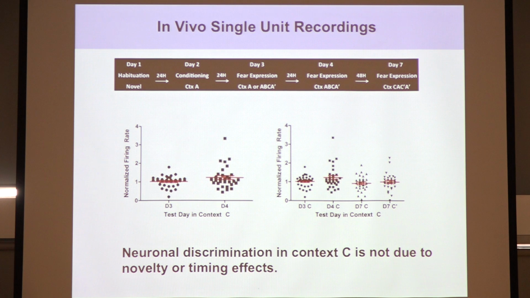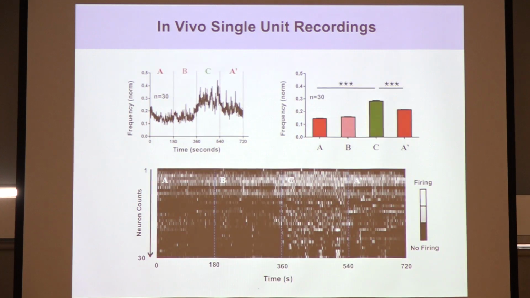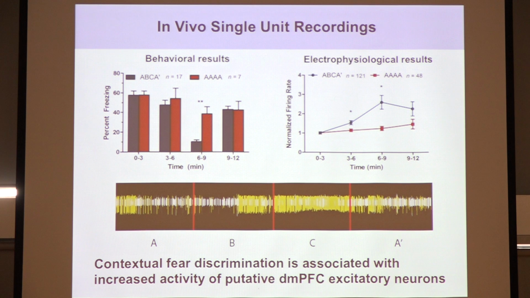You could say also that, if I go back to the behavior one second, because the animal freezes less in the C context, one could say that the increase in neuronal activity is simply due to the locomotor activity of the animals, right? That could be simply related to a motor effect and not to contextual discrimination.